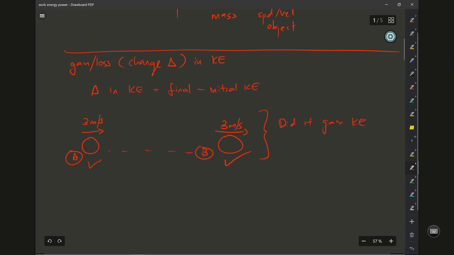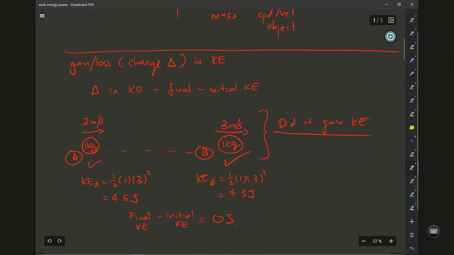Let's do a quick calculation. Let's say the ball is 1 kg. Obviously the mass doesn't change from A to B. So the KE at A is half times 1 times 3 squared. That gives us 4.5 joules. Now the KE at B is also the same, half times 1 times 3 squared, which also gives us 4.5 joules. And we take final KE minus initial KE, what we have is 0 joules.